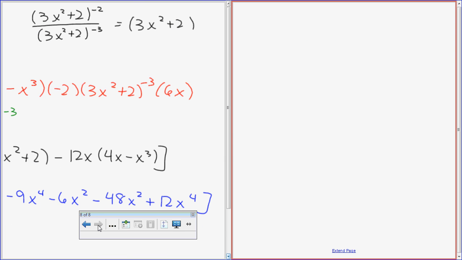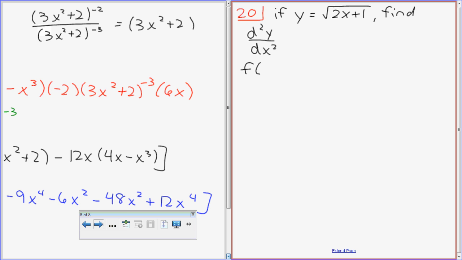Number 20 said, this one's easier. If y equals the square root of 2x plus 1, find d squared y by dx squared. Okay, so the first thing I'm going to do, I'm going to write it as f of x equals what? What do I do to that square root? Luke, what do I change the square root into? 1/2. Very good. So the power 1/2.